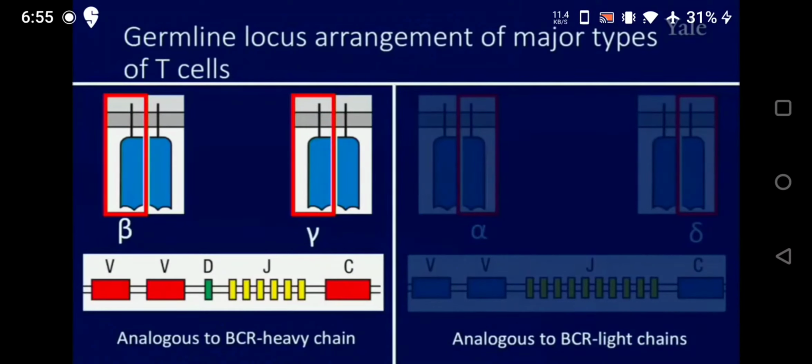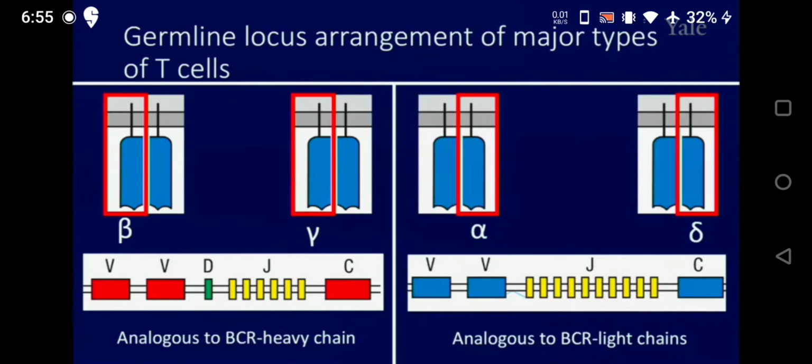Over here, we can see our beta and our gamma chain are organized in a very similar fashion to that of our B cell receptor heavy chain, in that they have V, D, and J segments that will all undergo recombination in order to form a successful beta or gamma chain. By contrast, our alpha and delta chains just consist of the V segments and the J segments, so this is more analogous to the light chain of the B cell receptor.